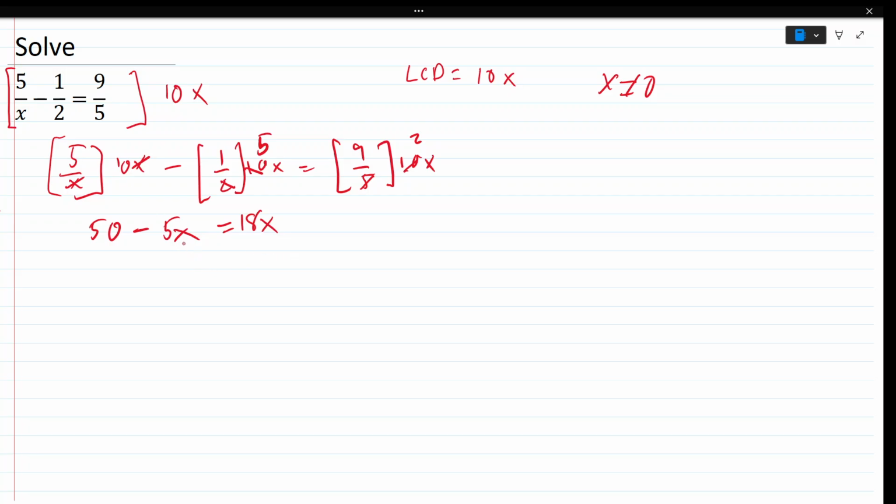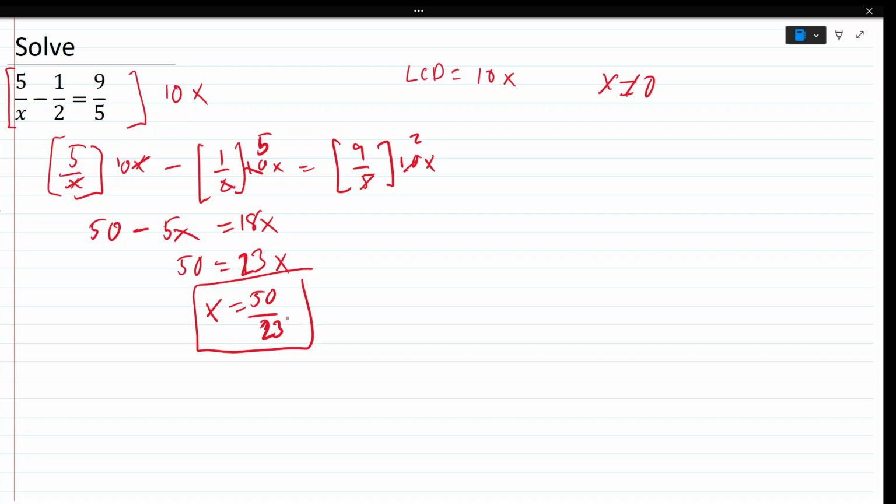So going back, we'd add 5x to both sides, so we'd have 50 equals 23x, because we added 5x to both sides, and then divide both sides by 23, so you get x is 50 over 23. Now since that's not 0, that would be the solution to that equation.